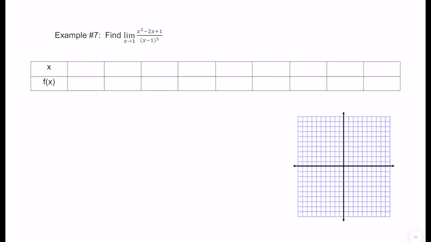In this next example, we're asked to find the limit of that expression as x approaches 1, and we want to create a table. Okay, so let's look at our table here, and then we'll also evaluate the limit in other ways. All right, so we know that x approaches 1, we're going to put the 1 in the center of the table. And then I'm going to add 0.1, and that's going to give me my number to the far right. And all I'm going to do is just add a 0 each time as I get closer and closer to 1.